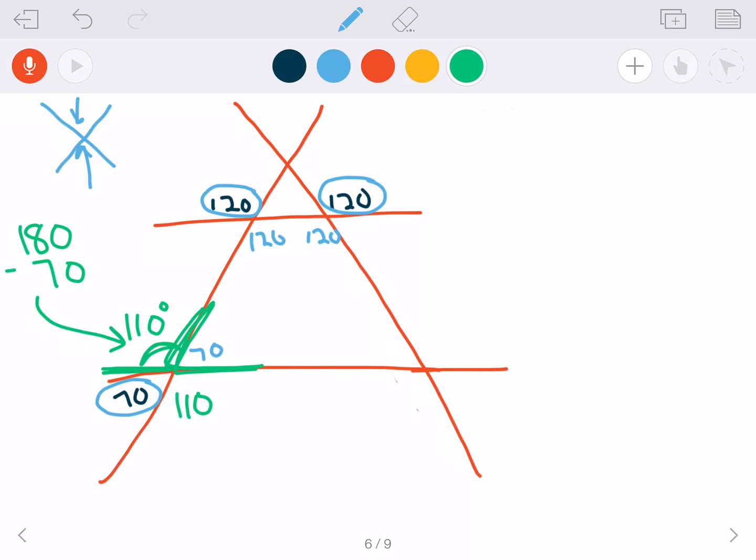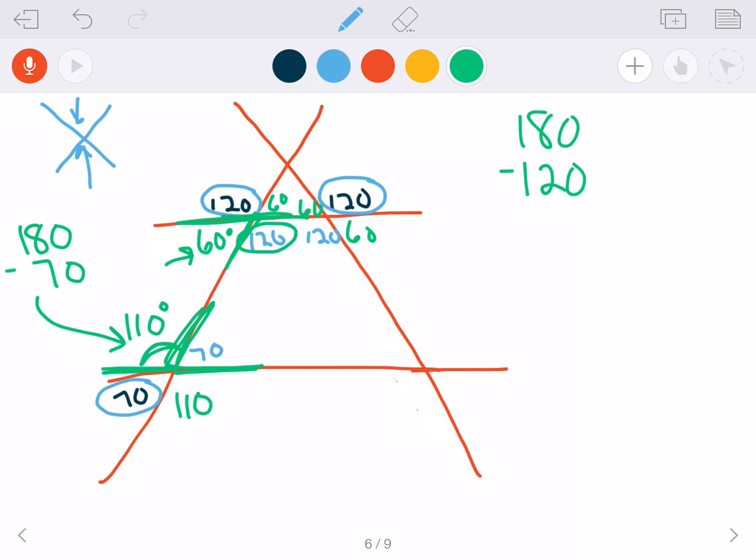All right, same thing here. If I know that this one is 120, and I've got a straight angle here to find this corner angle, we're going to take 180 minus 120, which gives me 60 degrees. This is 60. This one's also 60. And we just did that, so we've got 60 here and 60 here.